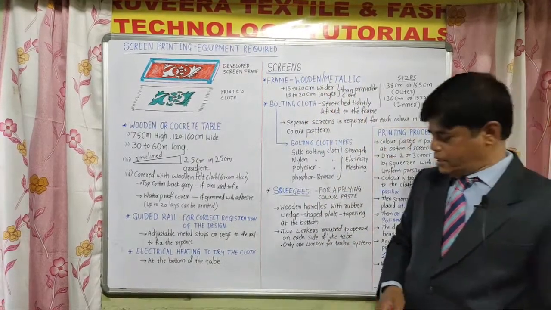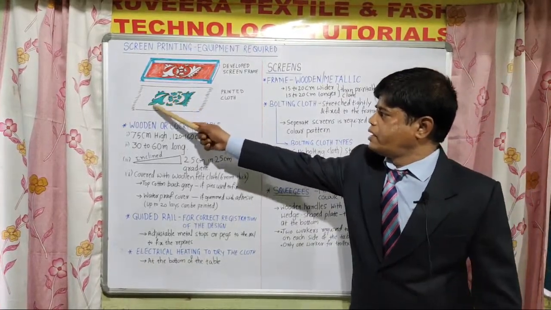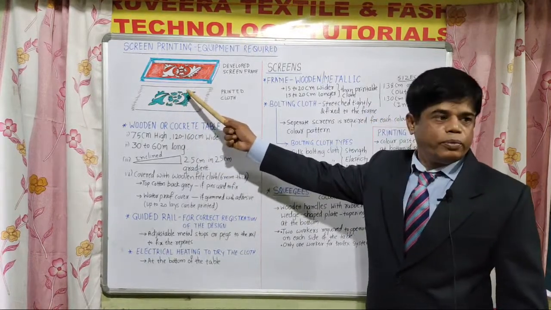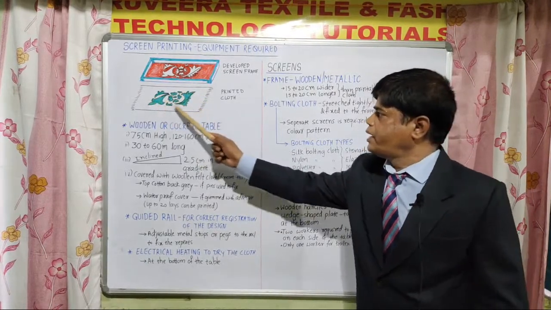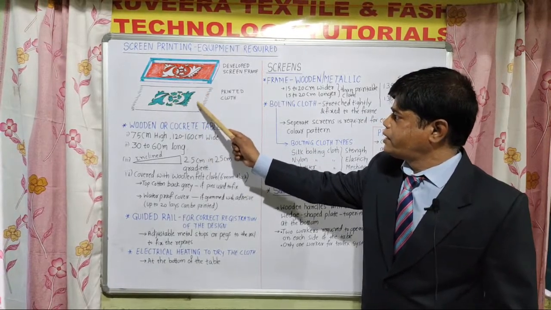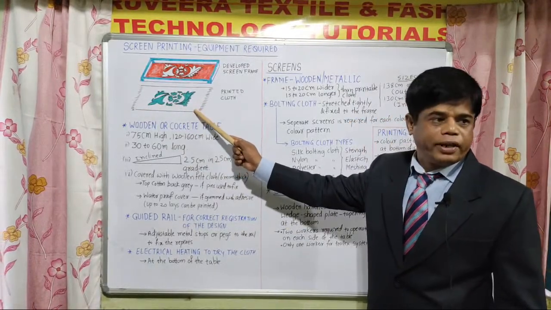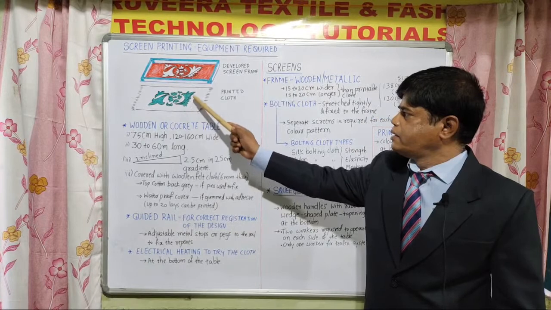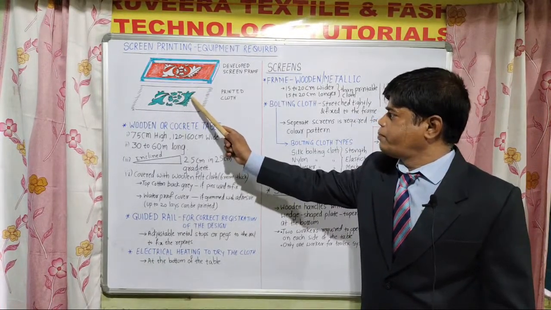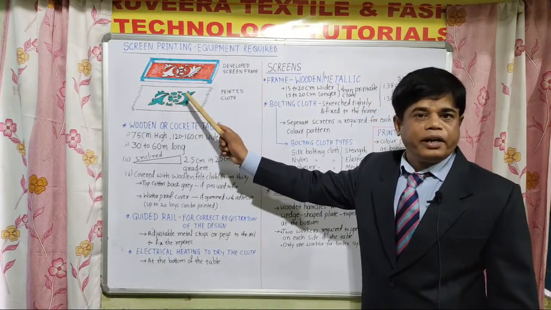See friends, here I am coming to the design. This area, whatever the green ink is, this is the printable area. Hope you are understanding. This is the printable area. And the rest of the area here, this is the width of the fabric, this is the length of the fabric. This is the printable fabric, white printable fabric. In this width and length, the green printed area is the printable area.